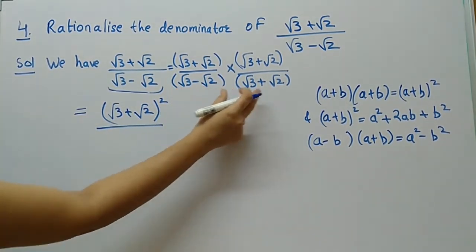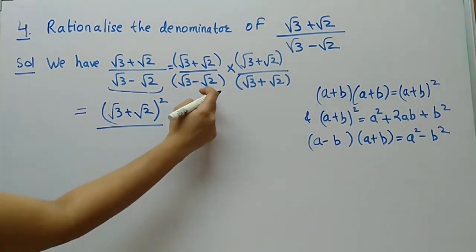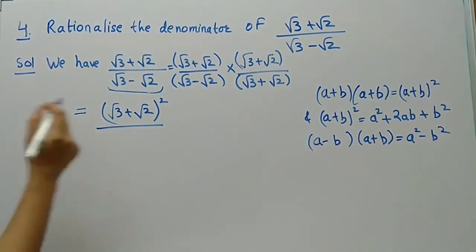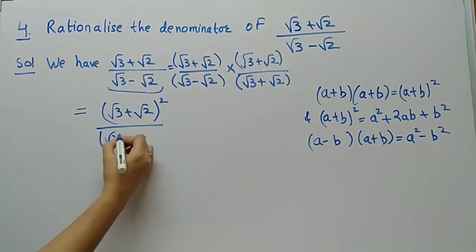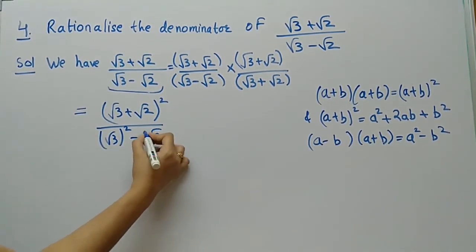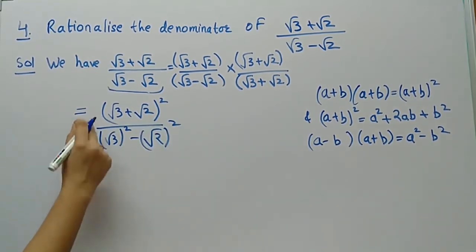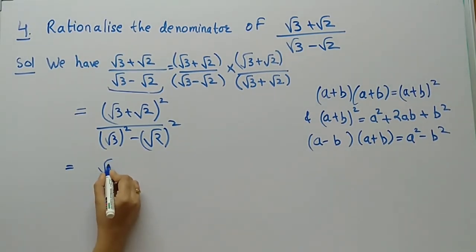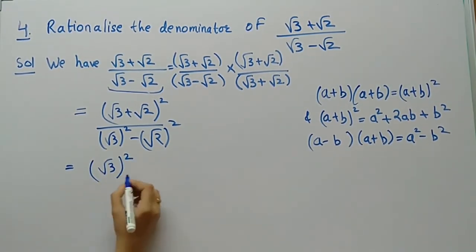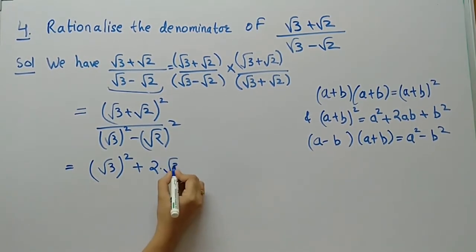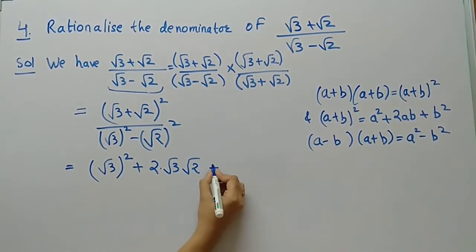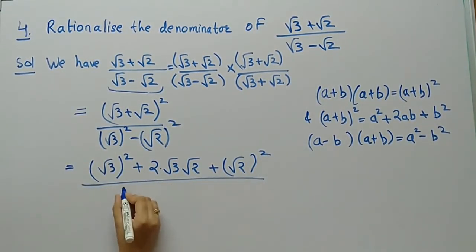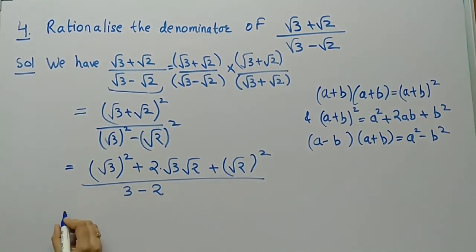And in the denominator we will use this identity, (a minus b) into (a plus b), which is equal to a square minus b square. So this will be equal to root 3 square minus root 2 square. So now we will apply the identity in the numerator. So it will become a square, it means root 3 square plus 2 into root 3 into root 2 plus root 2 square. And in the denominator we will get 3 minus 2.